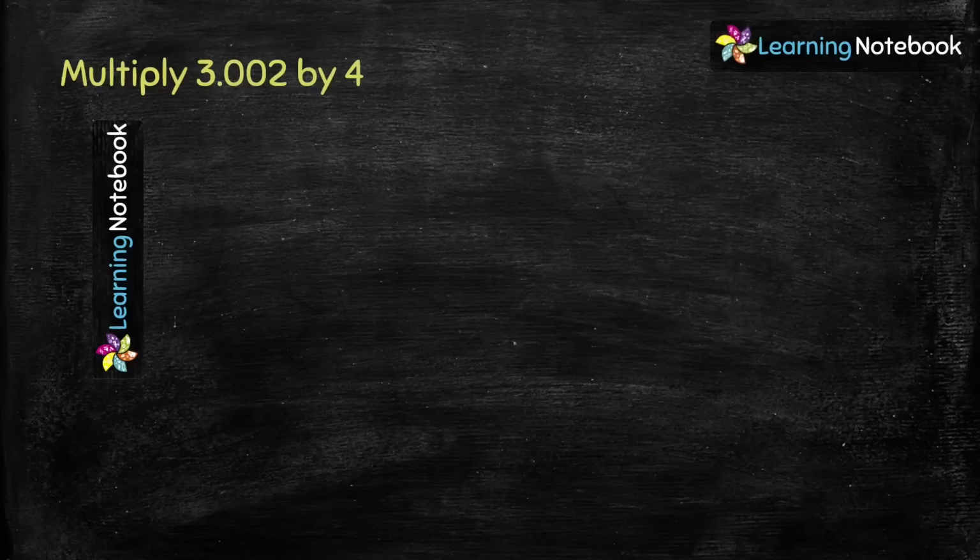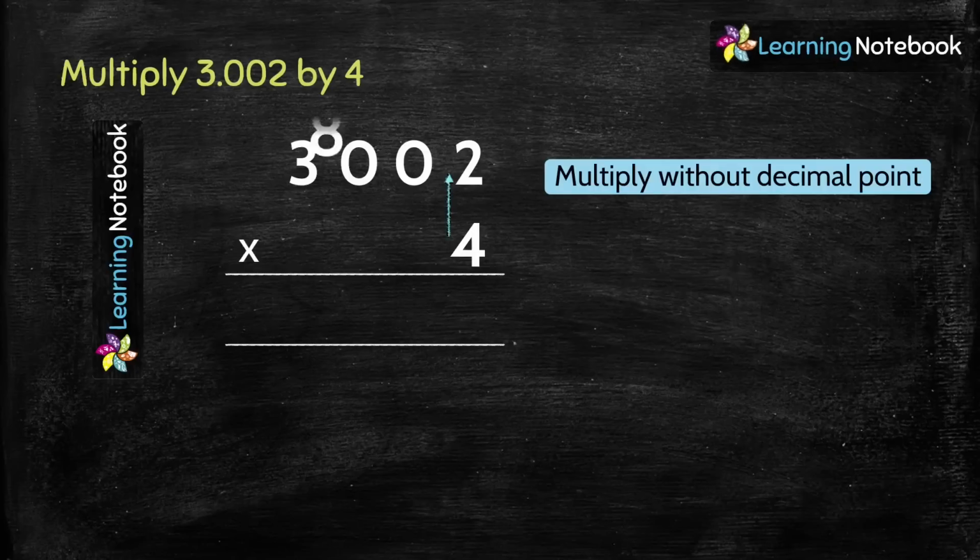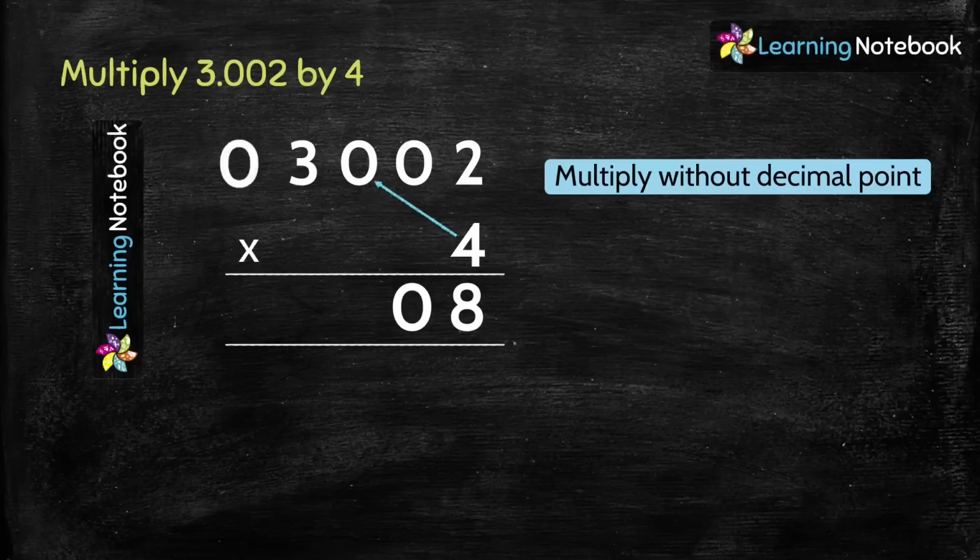The next question is multiply 3.002 by 4. So students, first we will multiply without the decimal point. So we will multiply 3002 by 4. We get the product as 12,008.